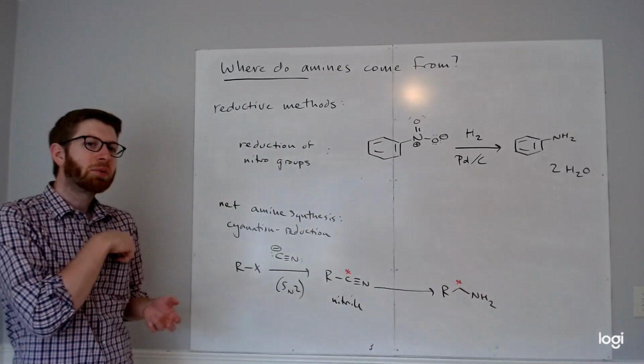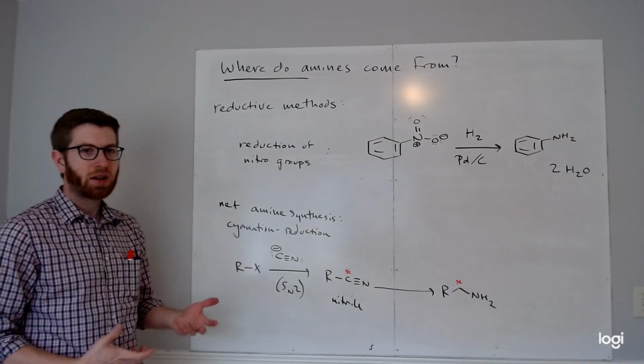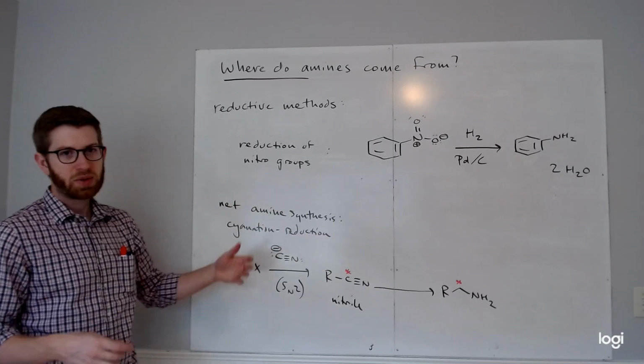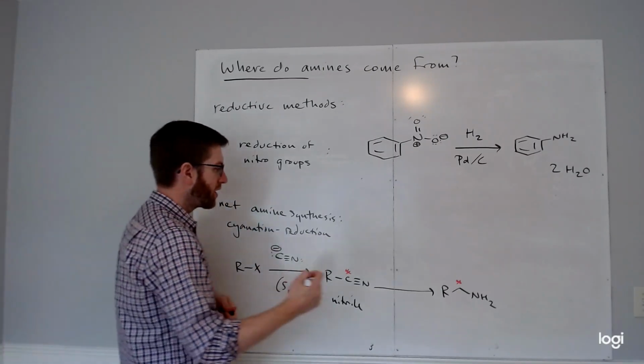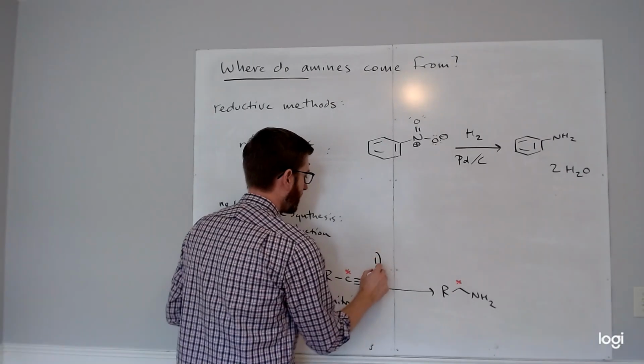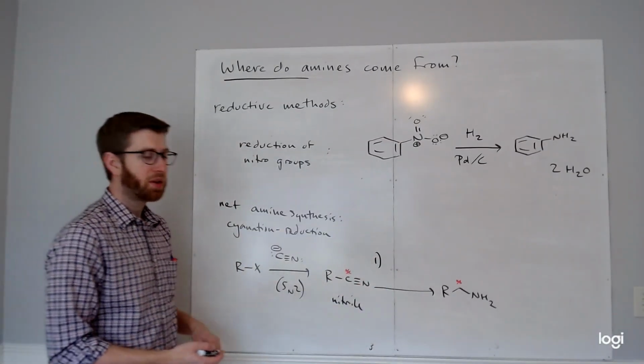And so this technique has some limitations. We're going to add both a nitrogen and a carbon. It's a little bit different than using the nitro groups. And our reduction chemistry is fairly aggressive. So typically the way that we would do this in a lab would be using lithium aluminum hydride.